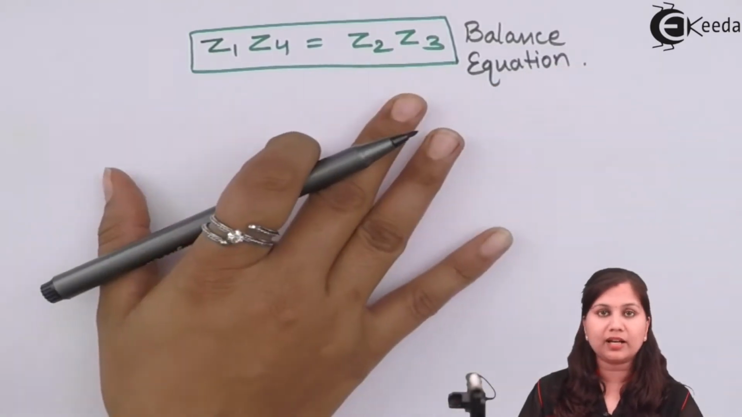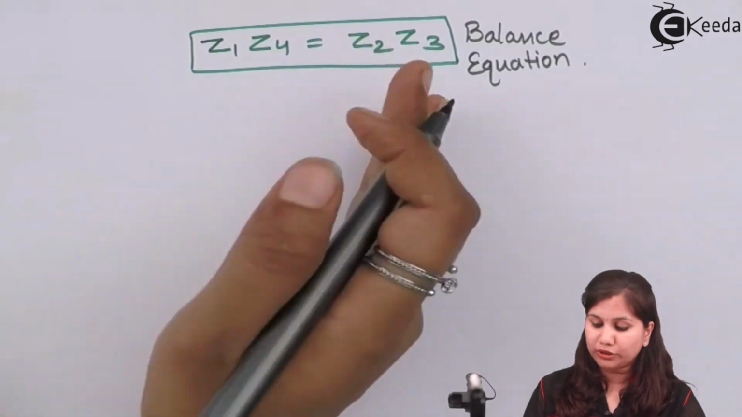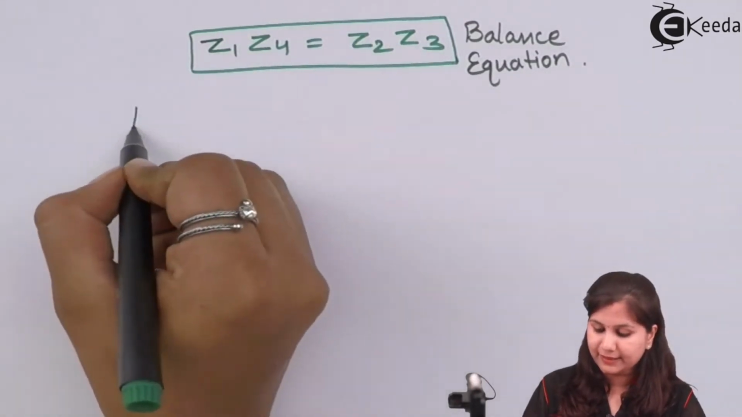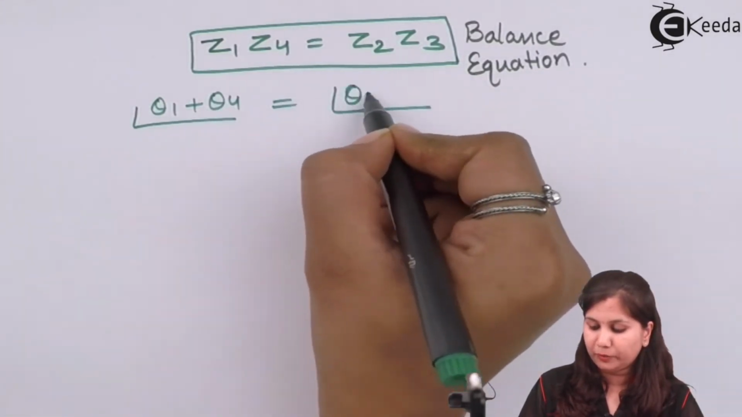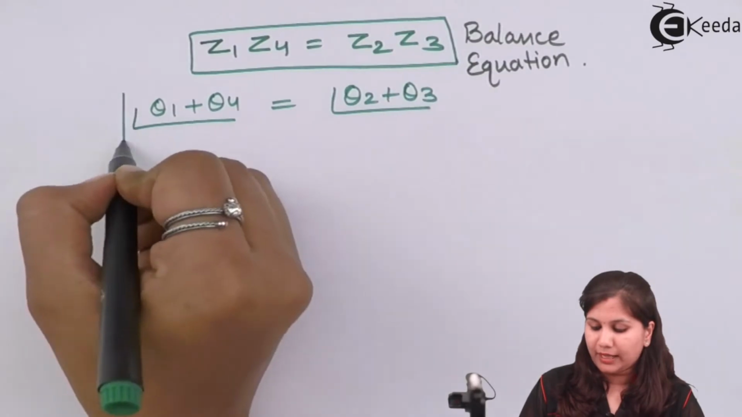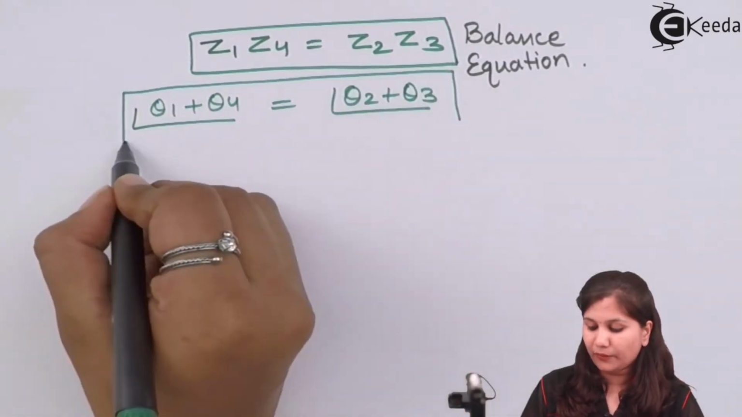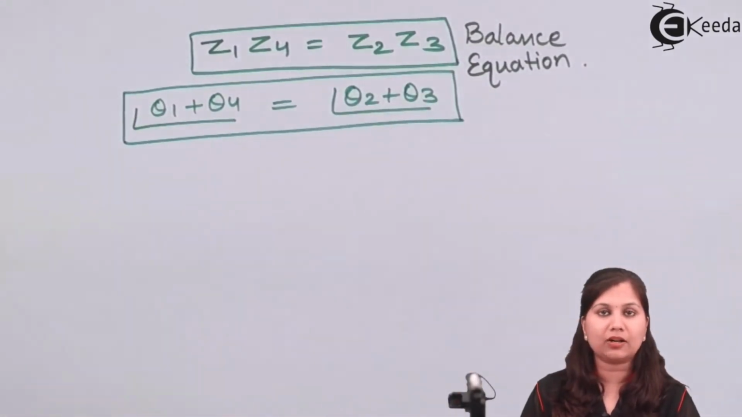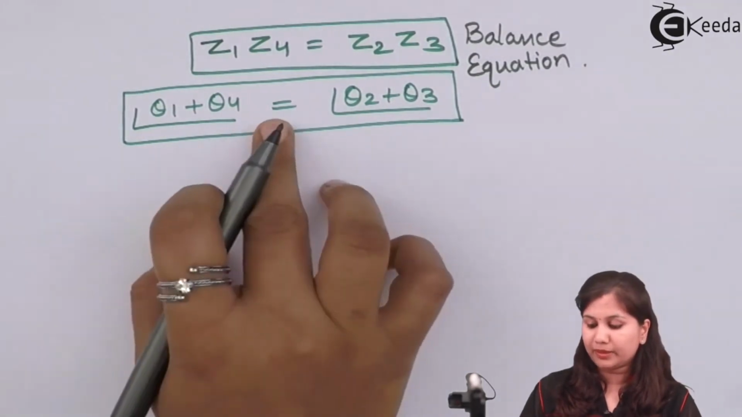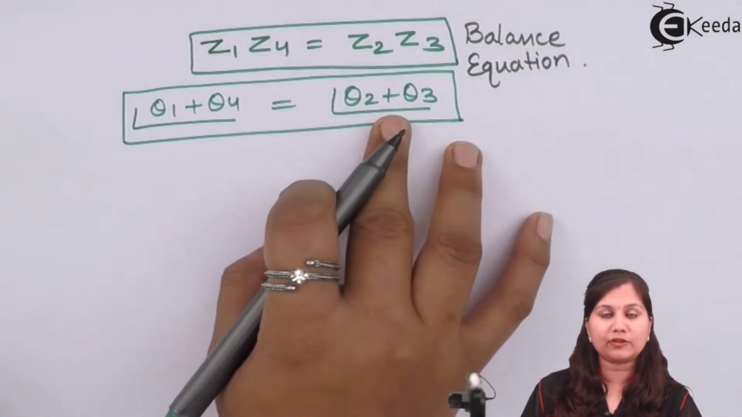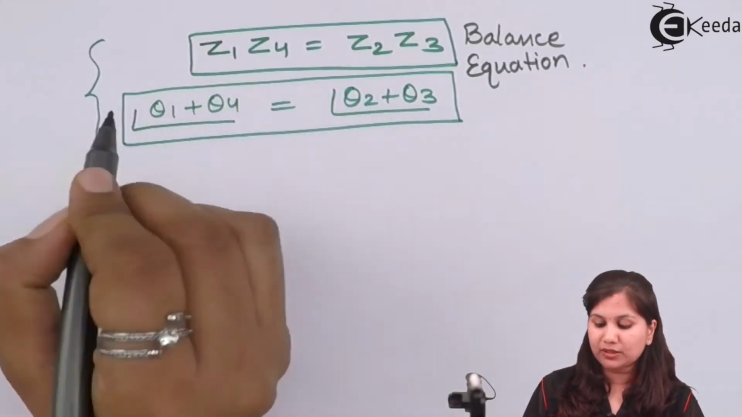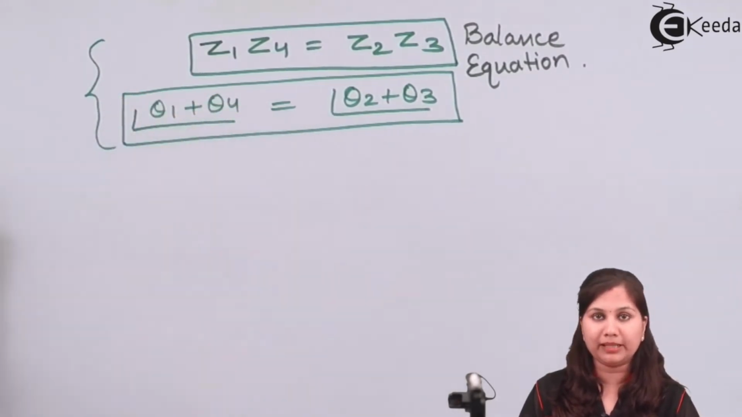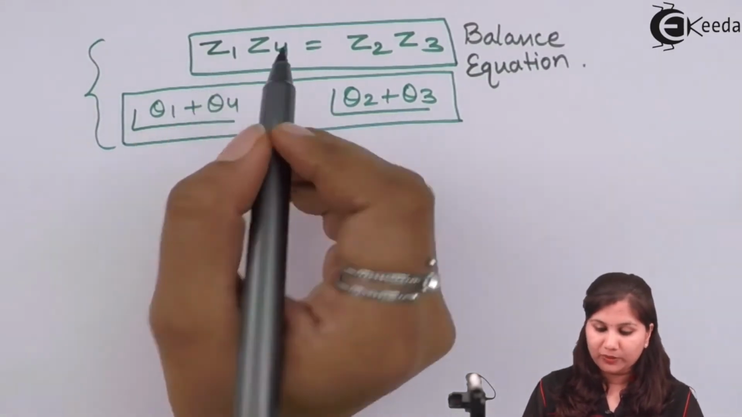Now here, because we are given the phase angles also, the balance equation for the phase angles is theta 1 plus theta 4 equals theta 2 plus theta 3. That is, the sum of the phase angles of the impedances present in the opposite arms is equal to the sum of the phase angles of the impedances present in the other pair of opposite arms. So these two balance equations have to be satisfied by the impedances for the bridge to be balanced. So we are first going to find out Z1 Z4.